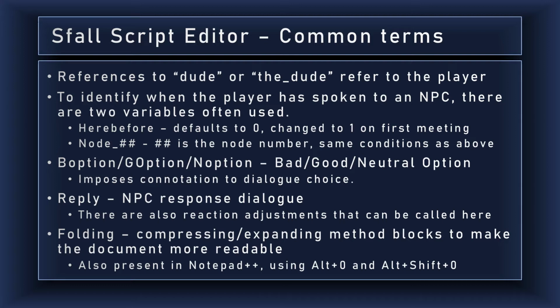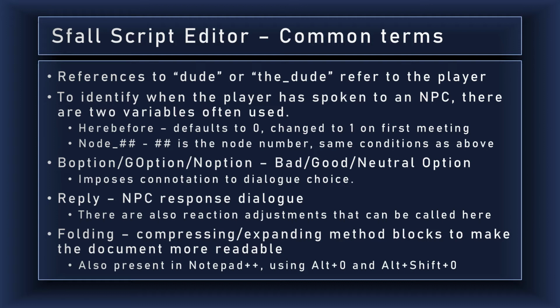Bad option, good option, and neutral option are three different ways to impose emotional connotation to a dialogue choice. With reply, this is a type of dialogue that is attached to the NPC. This is usually when you hit A to talk to somebody in Fallout, they give you that initial, what do you want? Or, hey, good to see you again, that sort of thing. That's a reply. There are also reaction adjustments that can be called here. I don't know how we're going to implement those just yet, but they can be minor, moderate, or severe adjustments of reaction, very much like in Fallout 4 with the, somebody liked that, somebody loved that, somebody hated it, somebody disliked that sort of thing.